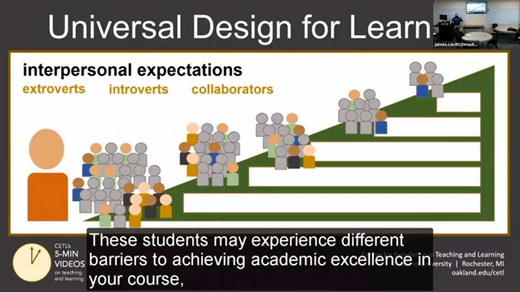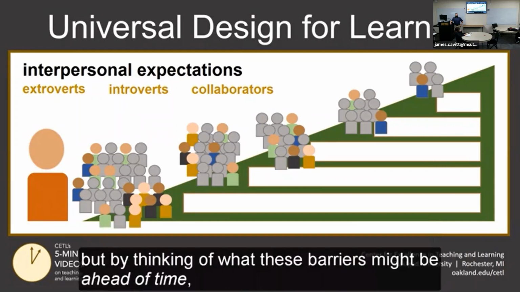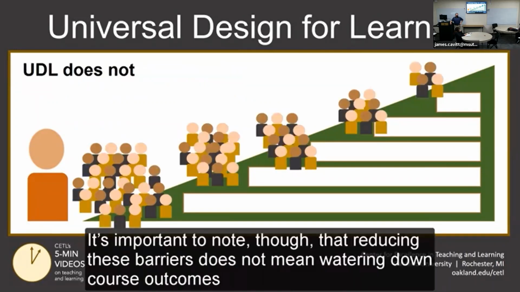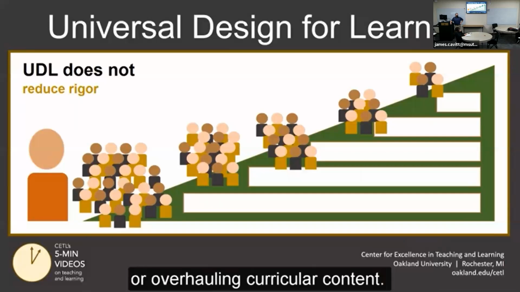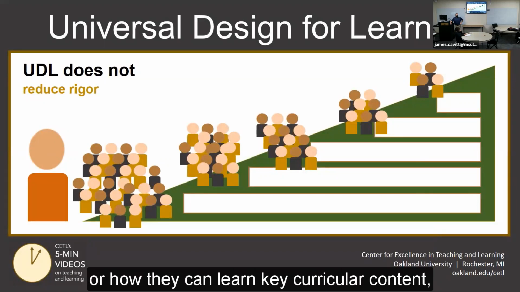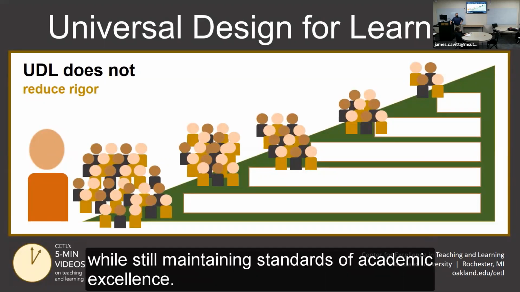These students may experience different barriers to achieving academic excellence in your course. But by thinking of what these barriers might be ahead of time, you can design your learning environment to maximize their respective potential. It's important to note, though, that reducing these barriers does not mean watering down course outcomes or overhauling curricular content. Instead, UDL offers a way of thinking about how students can work toward those course outcomes, or how they can learn key curricular content while still maintaining standards of academic excellence.